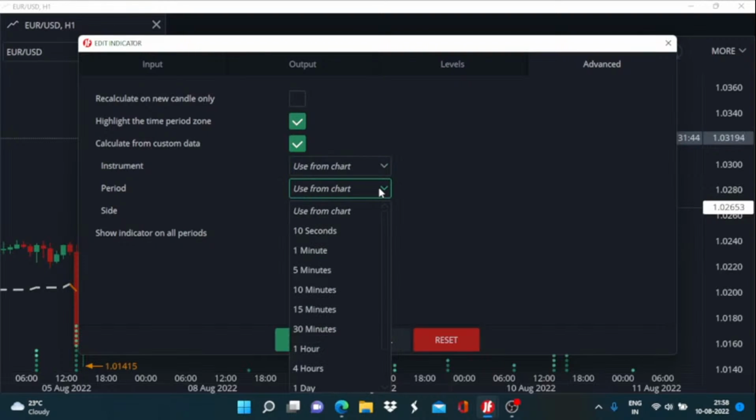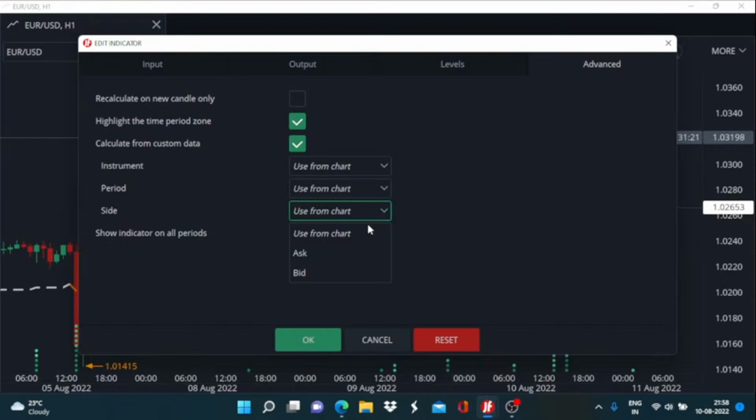Same thing applies for the candle period also. If you opt for use from the chart, then all the candle periods, whenever you change from one candle period to another, will have these indicators plotted. But if you keep it fixed to say 1 hour or 4 hours, then only that particular candle period will have the indicator plotted.